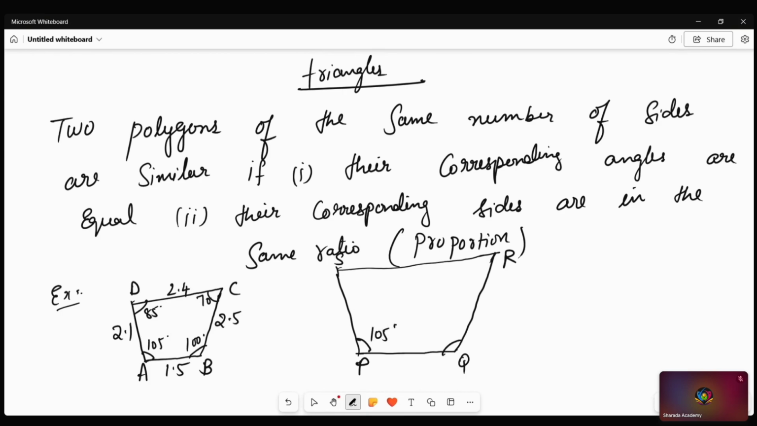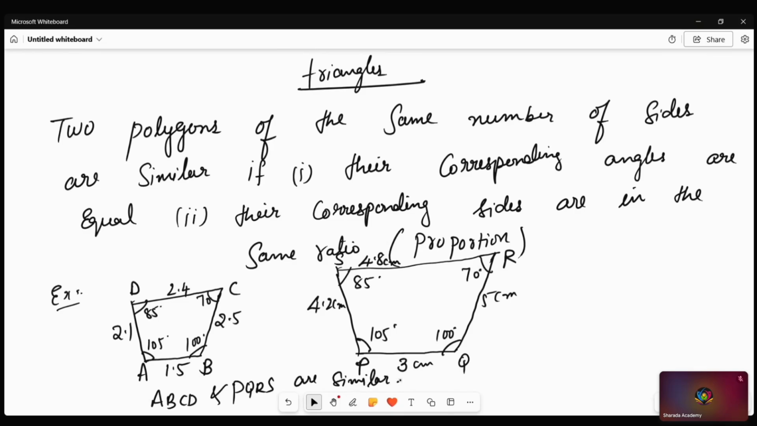This is 105, 100, 70, 85. Okay. So this is 3 centimeter. This is 5 centimeter. This one 4.8 centimeter. And here it is 4.2 centimeter. Okay. So now ABCD and PQRS are similar. Now we will see how they are similar.